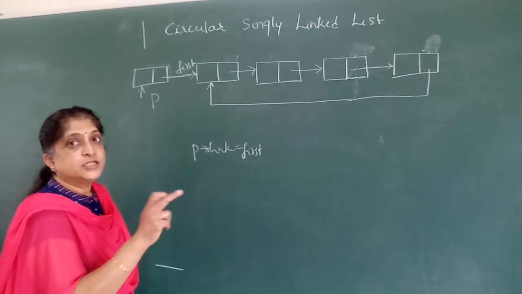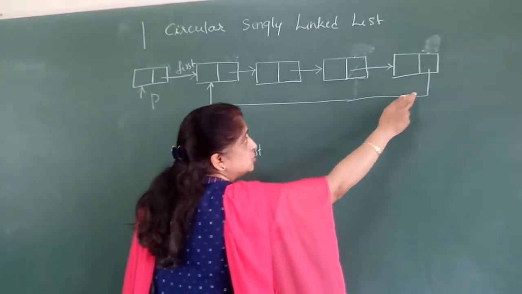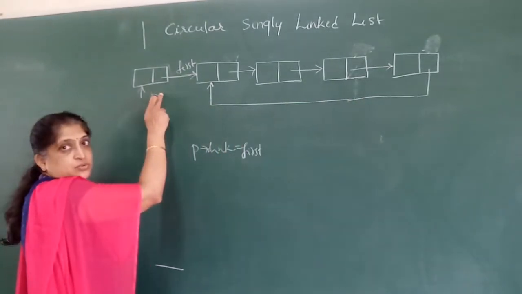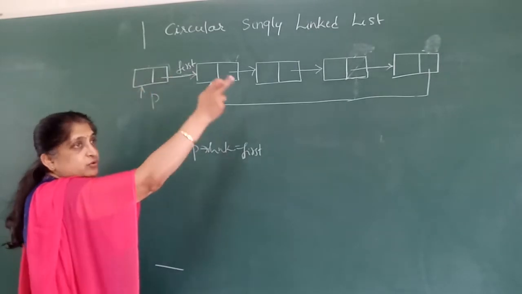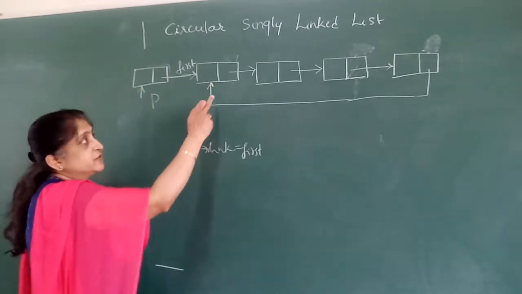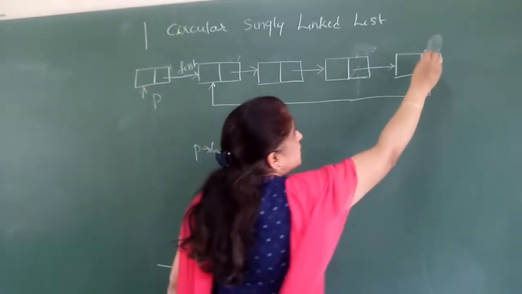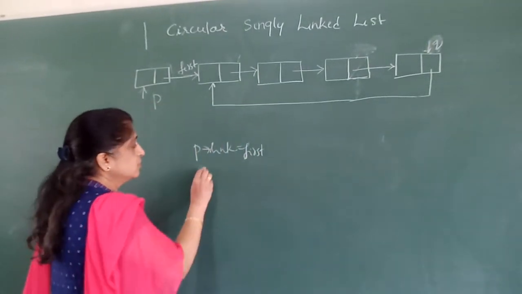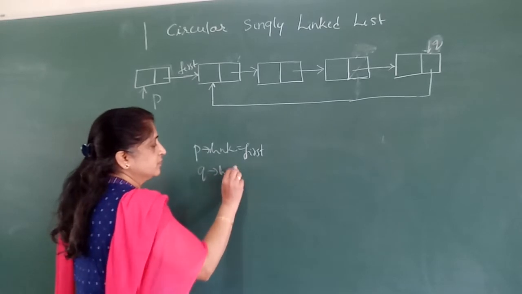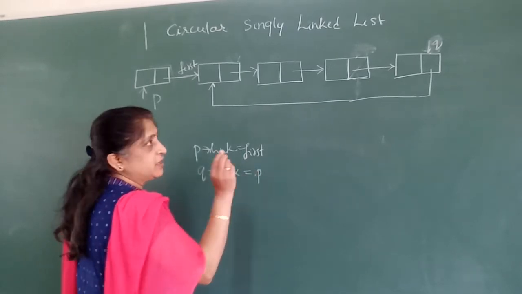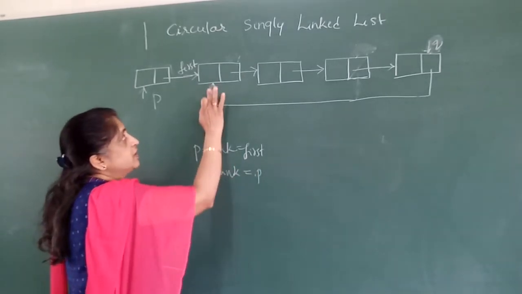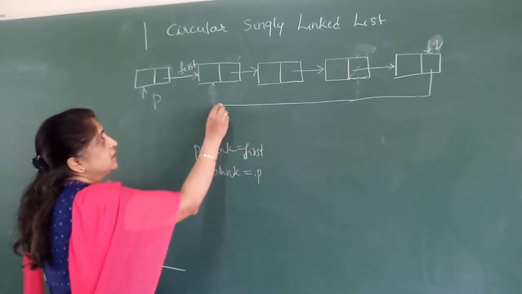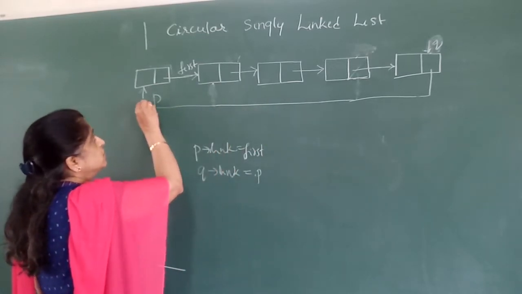But I should make the current last node point to this first node. That means I have to traverse from the current first node, then get a pointer to the last node here. Then I can write Q link is equal to P. If I write Q link is equal to P, then the link field will start pointing to this node.